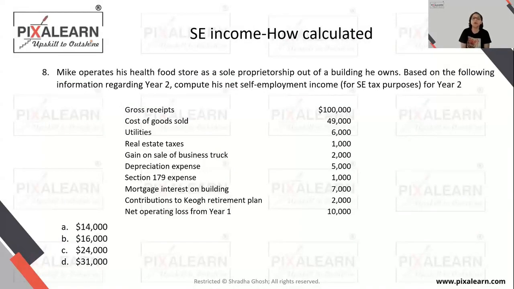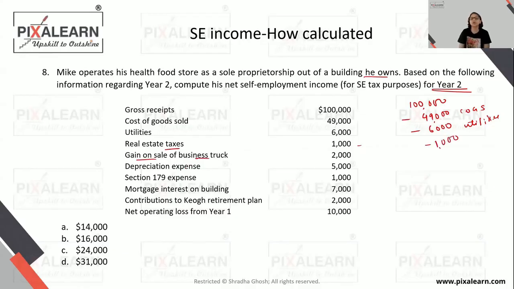Next question. Let me see who answers this correctly. The taxpayer operates his health food store as a sole proprietorship out of a building he owns. Based on the following information regarding year 2, determine self-employment income for year 2. Gross receipts obviously will be there. From there, you're going to reduce the cost of goods sold of $49,000. Utilities obviously will reduce of $6,000. Real estate taxes, you will reduce.